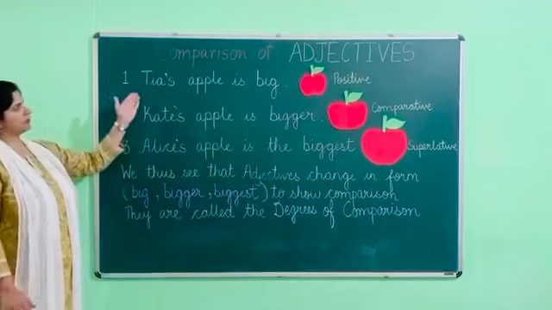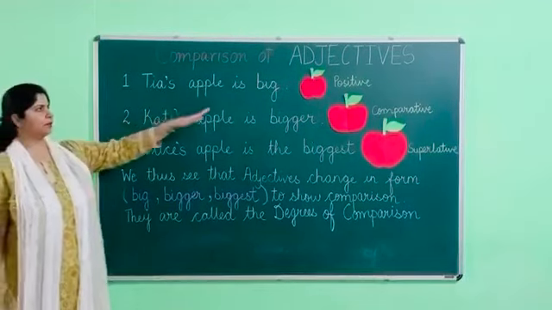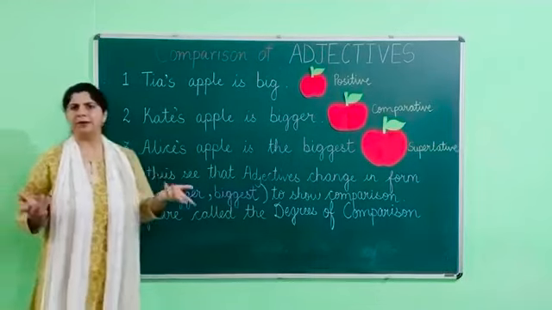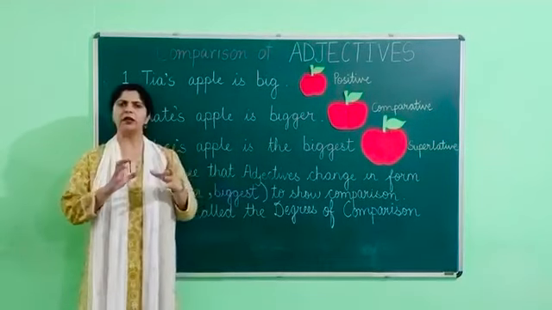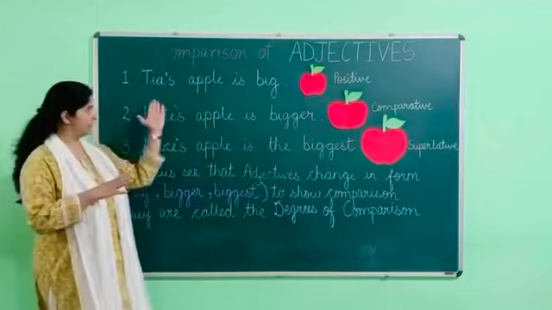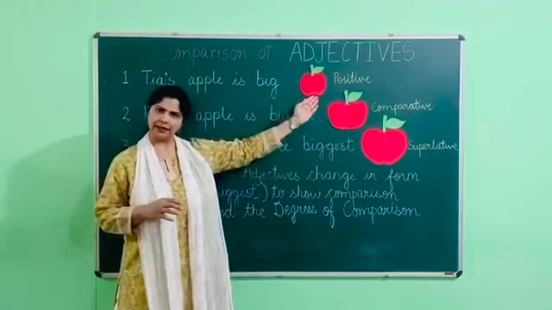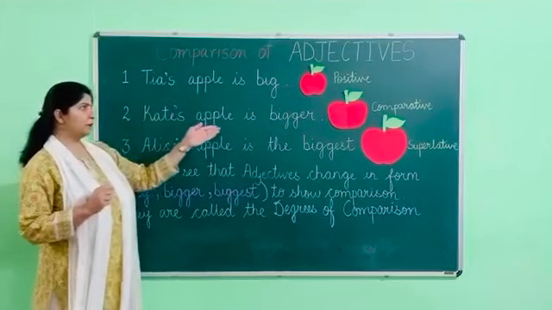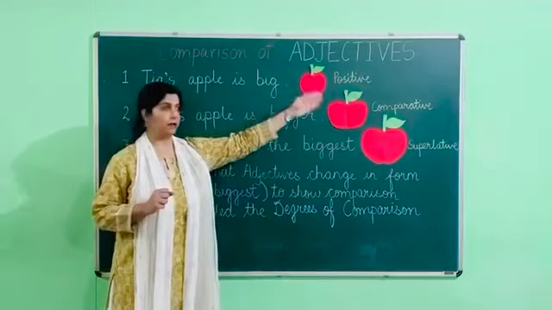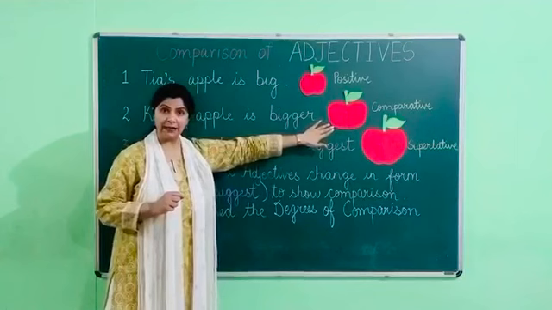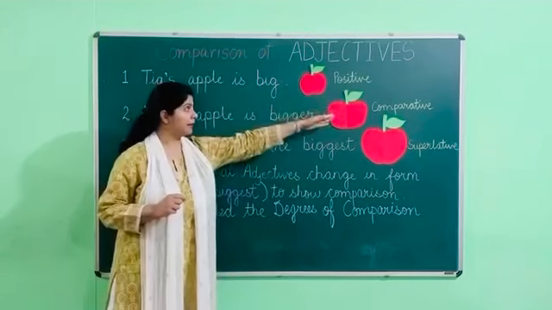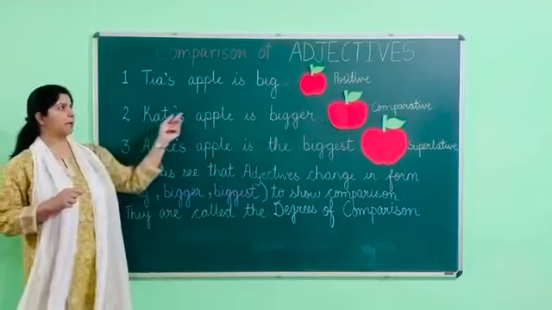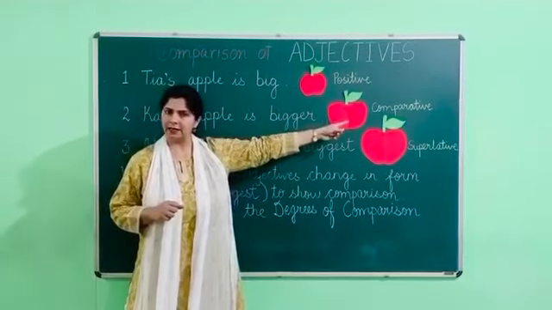Children, first we were talking about Tia's apple and we said that Tia's apple is big. So there was no comparison. We were just talking about one apple which belonged to Tia and it was big in size. Then what happened? We brought in Kate's apple which was bigger than Tia's apple. It was bigger in size. You started comparing these two apples with each other where Kate's apple was bigger than Tia's apple.